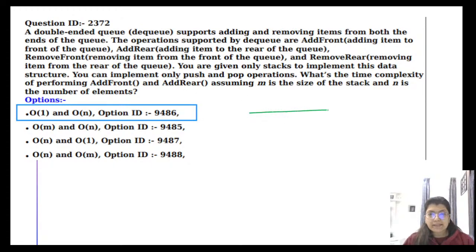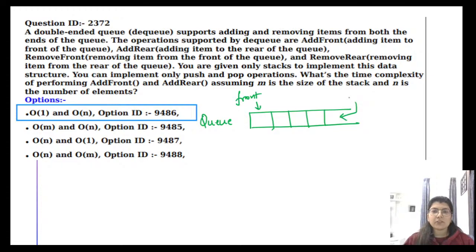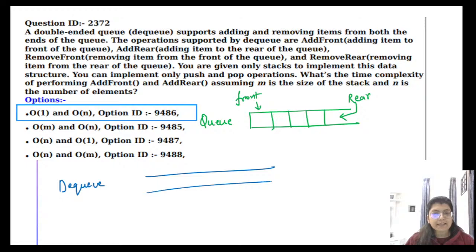If you talk about a normal queue, let's talk about a normal queue. In a normal queue, this is the front and this is your rear. Insertion takes place at the rear and deletion takes place at the front. This is very common and known to us. Now they're saying that we are having a DQ, that is a double ended queue. So now we are talking in terms of DQ, and DQ is somewhat like this structure.